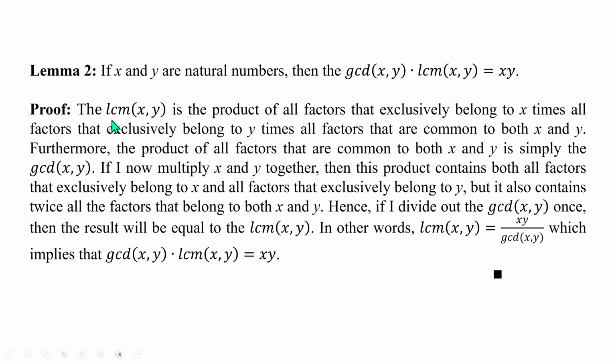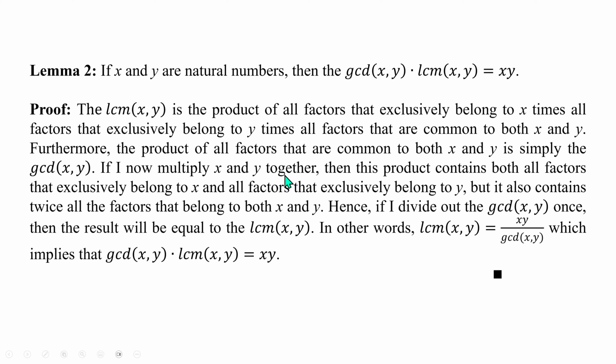And here's the proof. The least common multiple of x and y is the product of all factors that exclusively belong to x times all factors that exclusively belong to y times all factors that are common to both x and y. Furthermore, the product of all factors that are common to both x and y is simply the greatest common divisor of x and y.